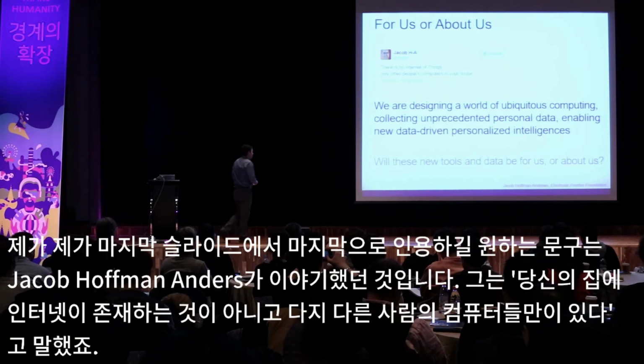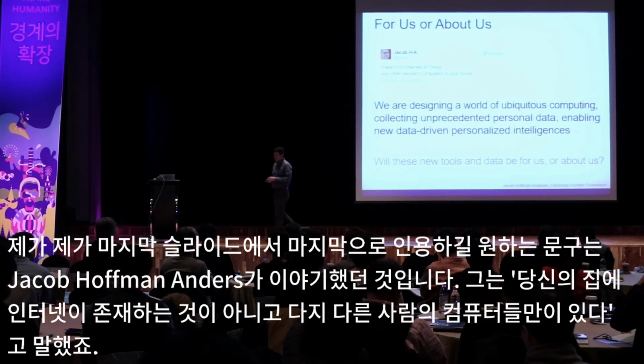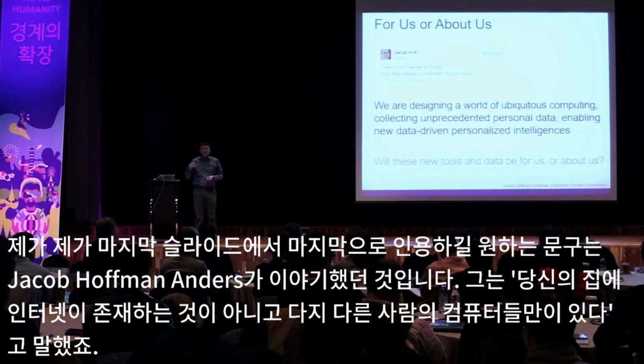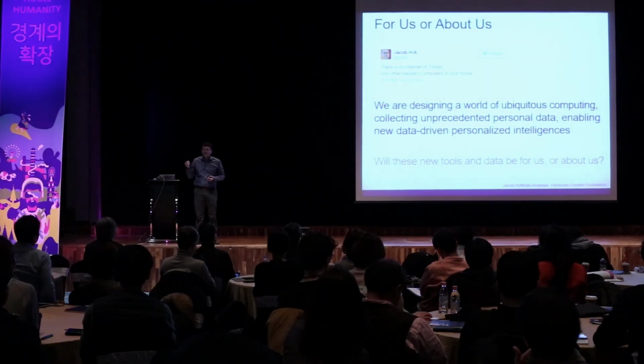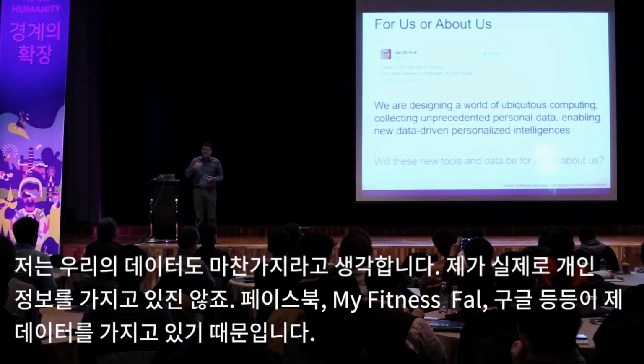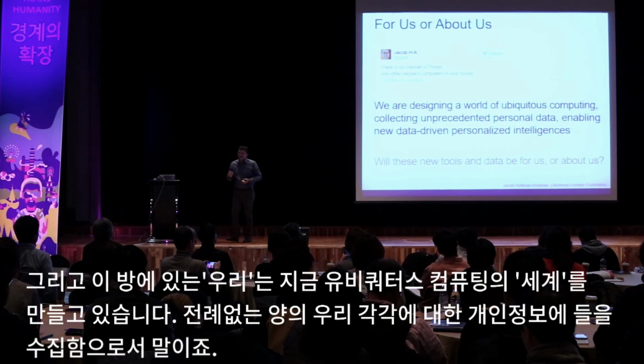And so, the last quote that I want to use, my last slide here, is from Jacob Hoffman-Andrews. What he says is, there is no Internet of Things. There is only other people's computers in your house. And I think the same thing is true of our data. I don't actually have personal data. Facebook has my data. MyFitnessPal has my data. Google has my data, and so on.